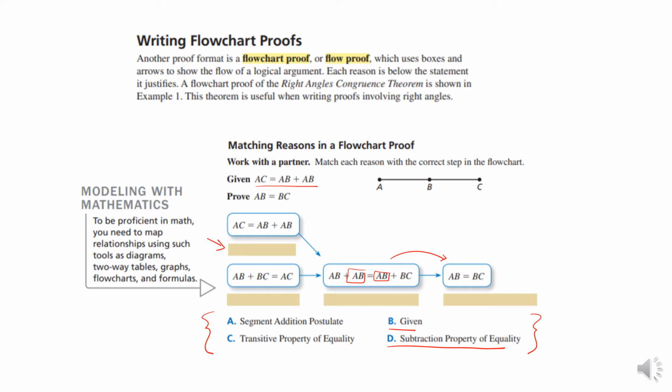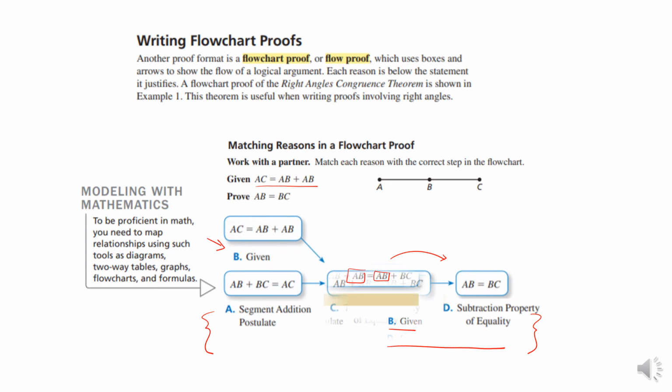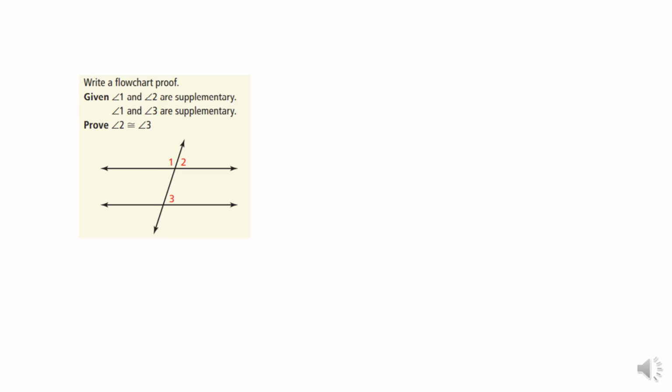The answer. And there's the answer for your flow chart. So you would write your statements right underneath, like we did. Okay, in this case, we're going to write a flow chart proof. So they're telling us that angle 1 and angle 2 are supplementary, and then they're saying that angle 1 and angle 3 equal 180. So they're supplementary. And they want you to prove that angle 2 is congruent to angle 3.